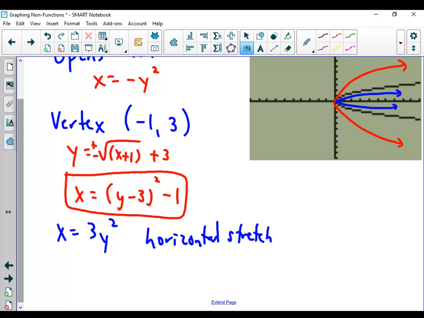We have (y minus k) squared plus h. So the vertex is still at (h, k), but the location of those two things is different. So the x value of the vertex is here, the y value of the vertex is here.